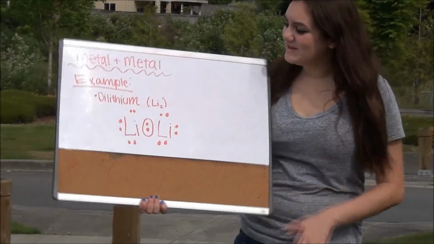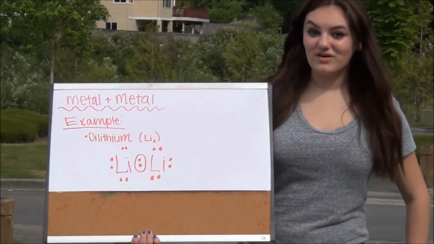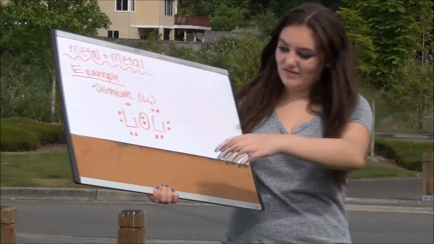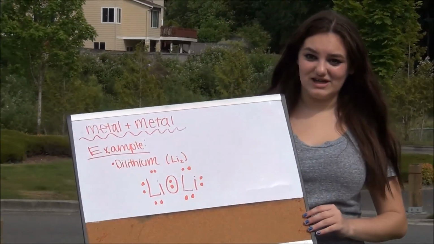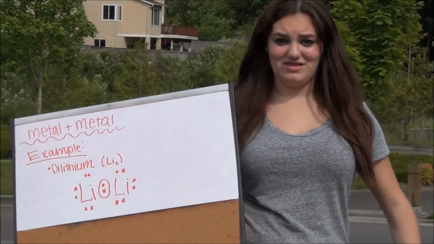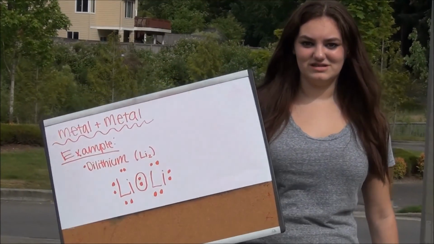Metallic bonds are made of a metal and a metal. An example of that is dilithium. The lithiums both have 7 electrons, so they share one to make it so they both have 8 in their valence shells.